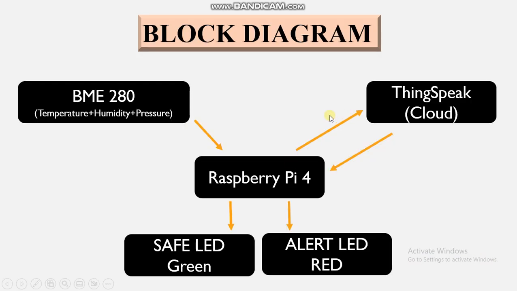That's the block diagram of my project. The Raspberry Pi 4 is in the center, reading the sensor values from the BME280 and transmitting those values to the ThingSpeak cloud. And I am retrieving the resultant average value of the humidity to check whether it is achieving a threshold or not. If the value is greater than 60, the alert LED will light up, and if it's less than 60, a safe LED that is green in color lights up.